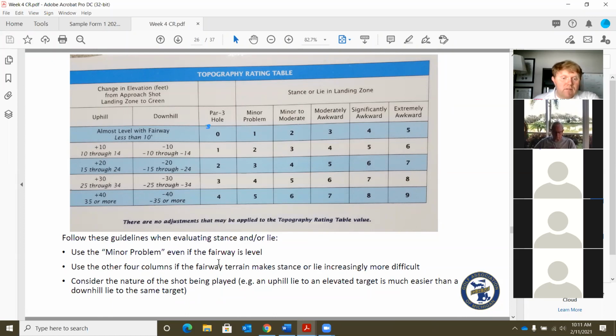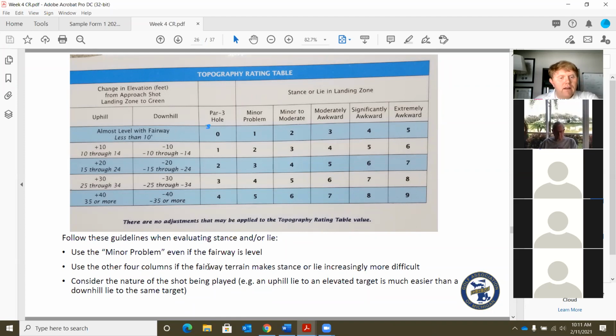So we use a minor problem even if the fairway is level. What that is saying is that instead of adding another column here that says level or no problem and putting the same exact numbers as minor problem, they're just saying when it is level, use this same column for your result. And then the other 4 columns are for if the fairway terrain makes stance or lie increasingly more difficult. So as we move across the range, we're just progressing upward as we move on.